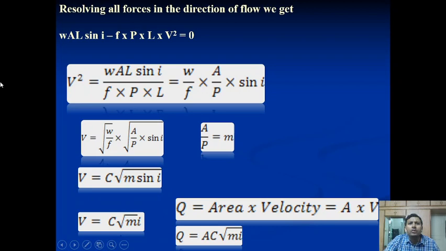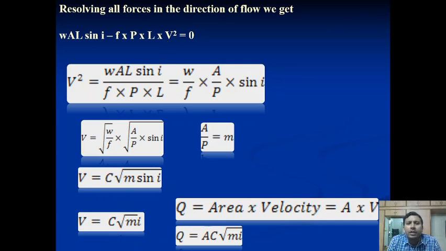So now we resolve all the forces in the x direction. One force is the weight of water itself, and the other is the friction force, which acts in the opposite direction. So W A L sin i minus F P L V square is equal to 0, right? Now, as we defined earlier, we are deriving the theory for velocity.